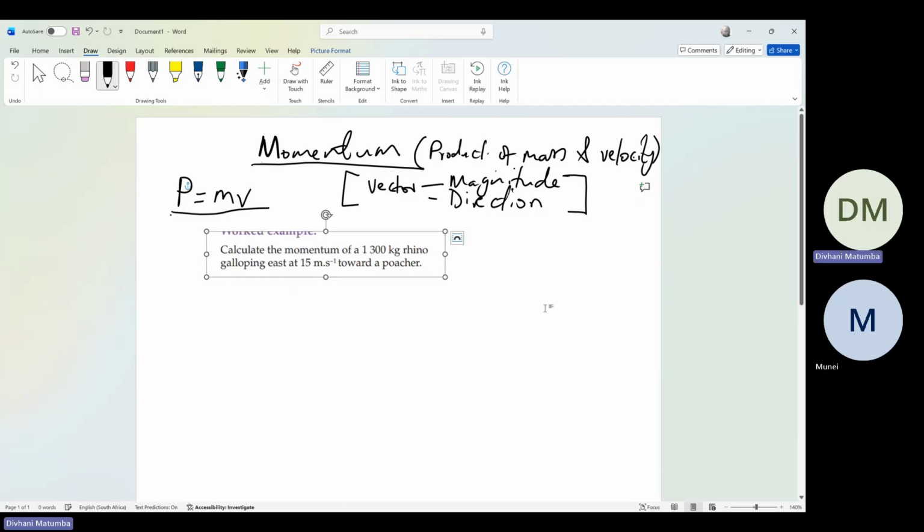I'm going to give you actually 1 minute to calculate the momentum. Okay. The momentum of a rhino. It should be the easiest calculation.